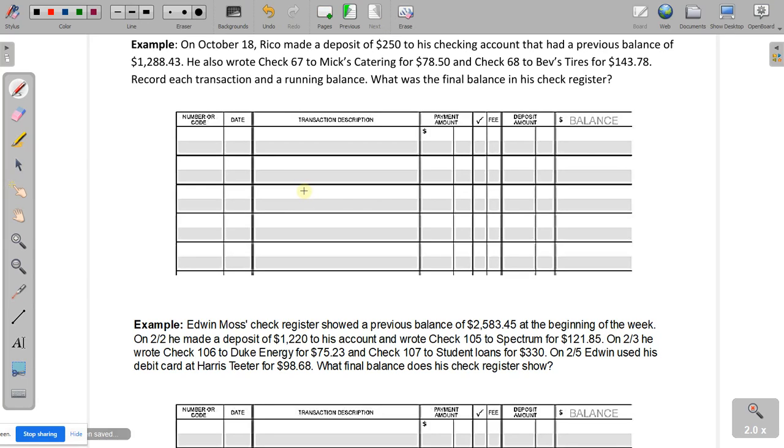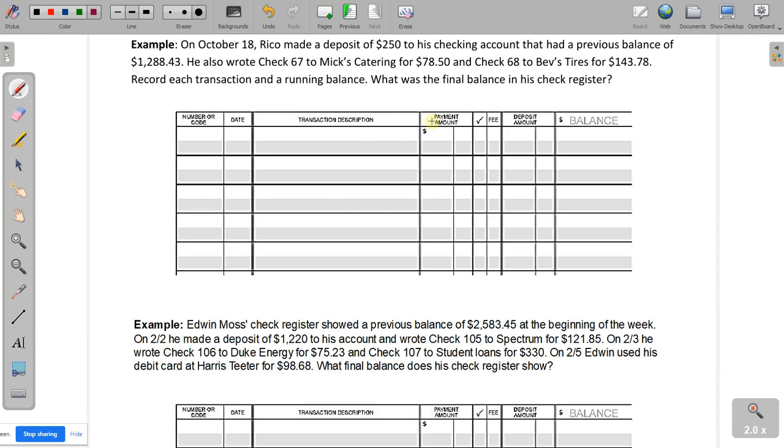Let's look at some examples. On October 18th, Rico made a deposit of $250 to his checking account that had a previous balance of $1,288.43. He also wrote a check, 67 to Mix Catering, for $78.50 and a check 68 to Bev's Tires for $143.78.